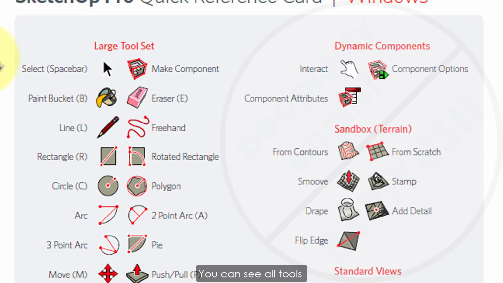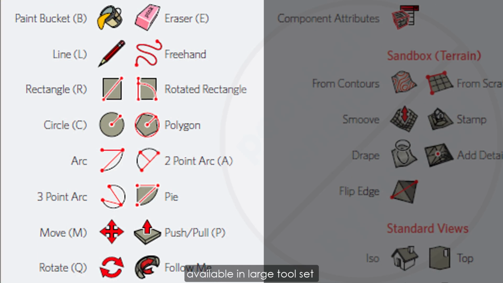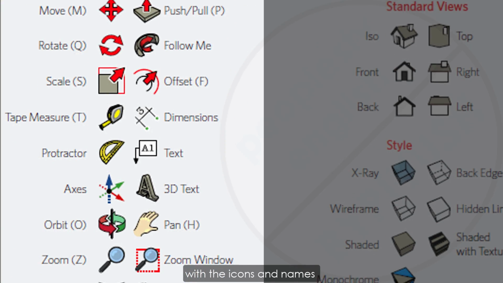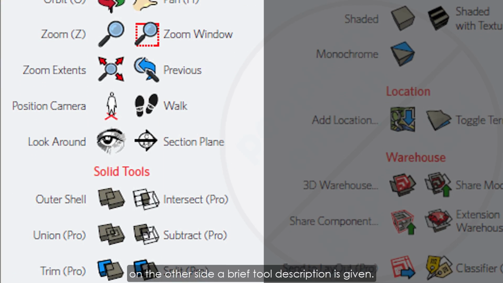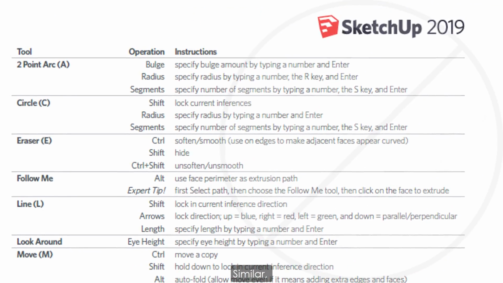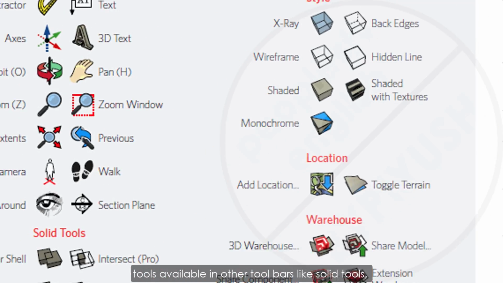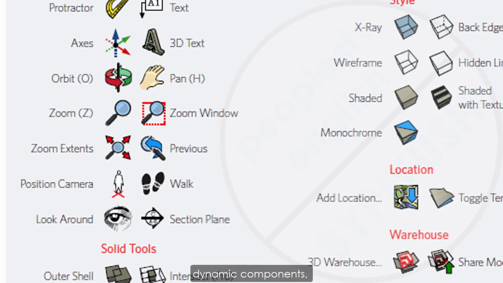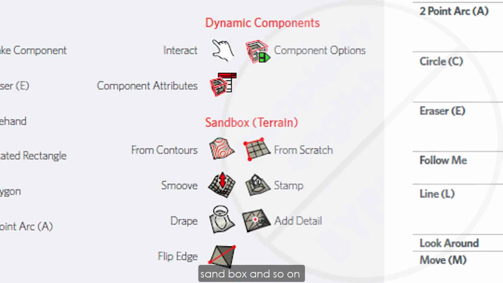You can see all tools available in the large tool set are shown here with the icons and names. On the other side, a brief tool description is given. Similarly, tools available in other toolbars like solid tools, dynamic components, sandbox and so on are also given here.